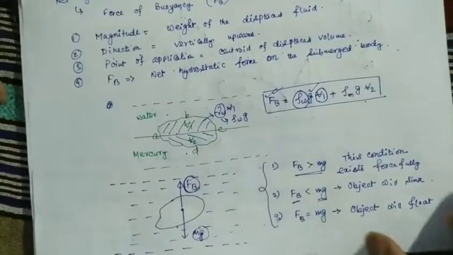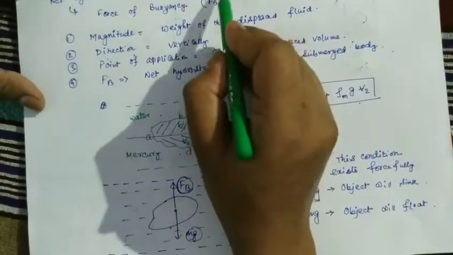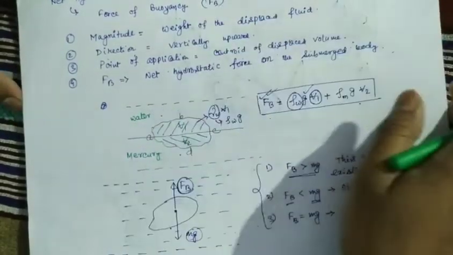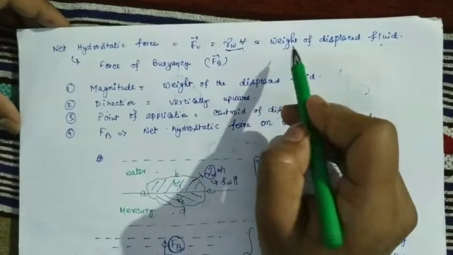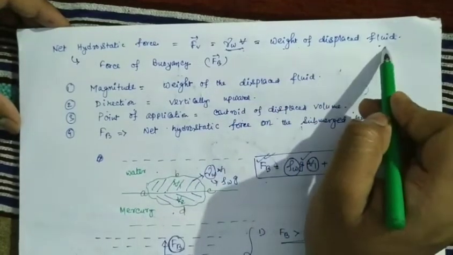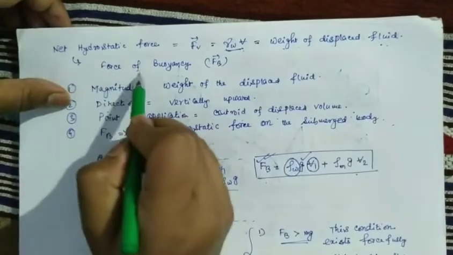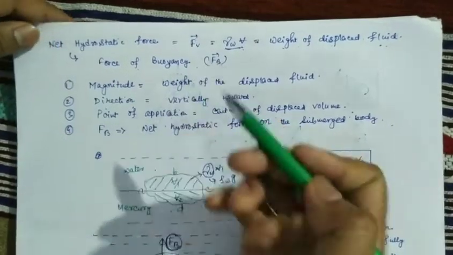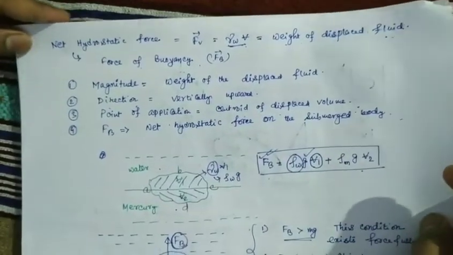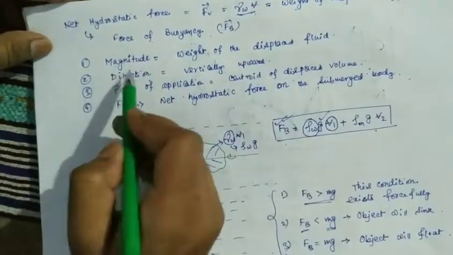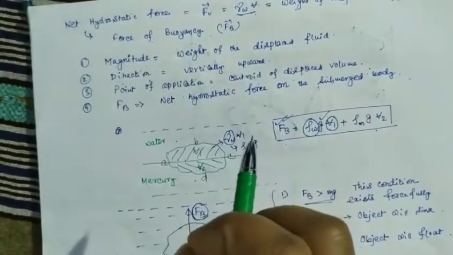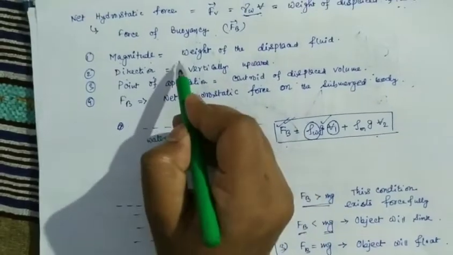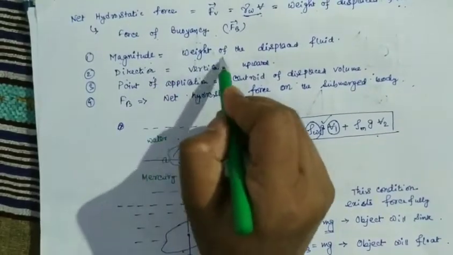So we got the value gamma W V cut, which is the weight of displaced fluid. This is called force of buoyancy. Now some points on magnitude. What will be the magnitude of buoyancy force? The magnitude of buoyancy force will be the weight of the displaced fluid.